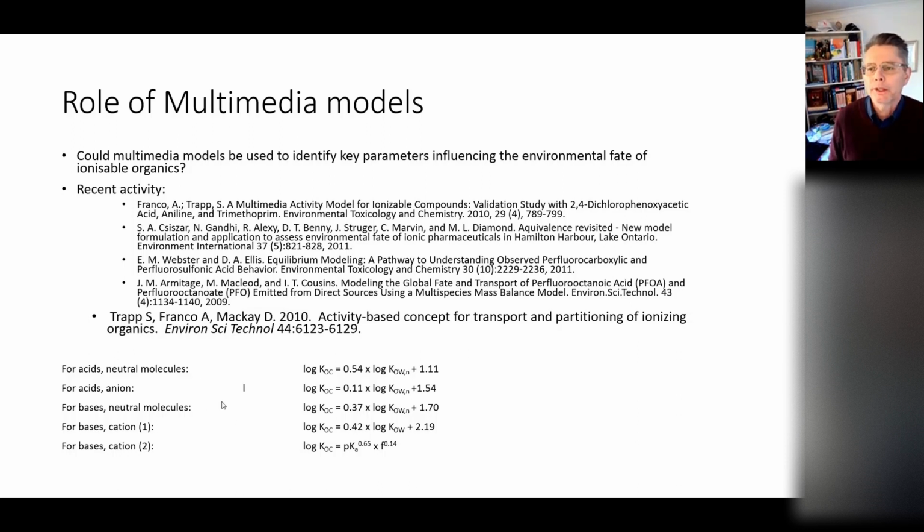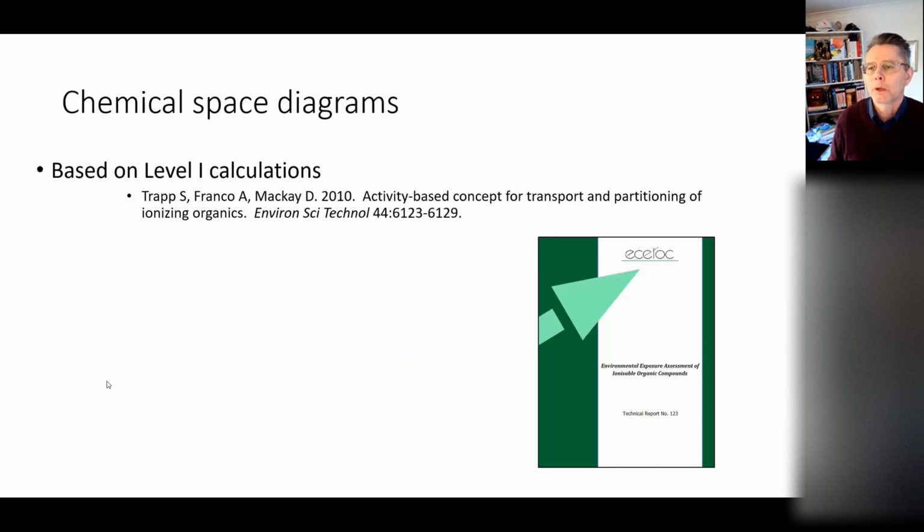I found this very interesting a number of years ago, and I did some work as part of an ECETOC task force where I took the model proposed by Stefan Trapp and ran it through a chemical space approach. The reason I like the chemical space approach is that it lends itself to evaluating how some of the assumptions within the model might influence overall environmental fate.